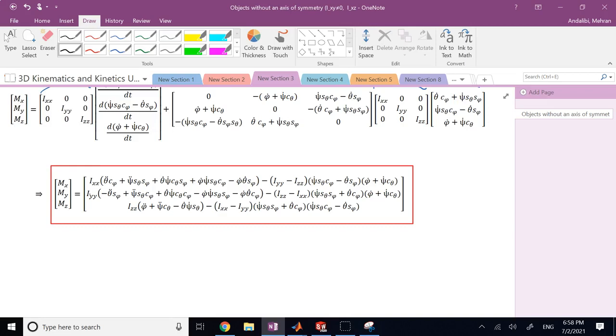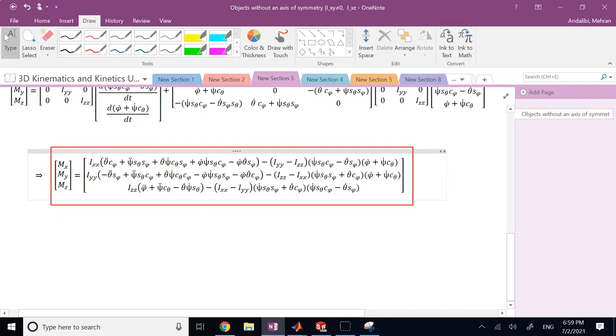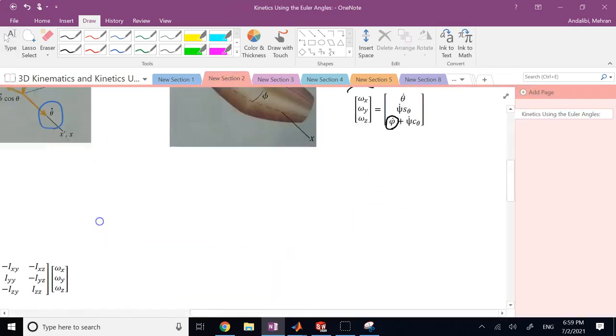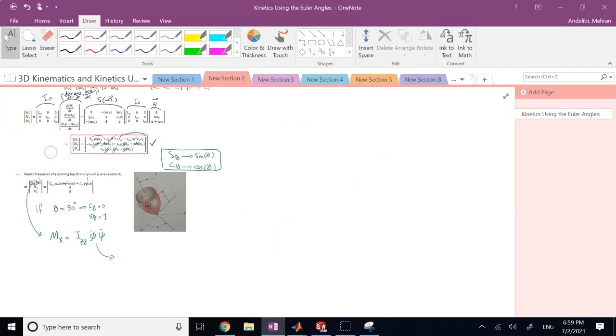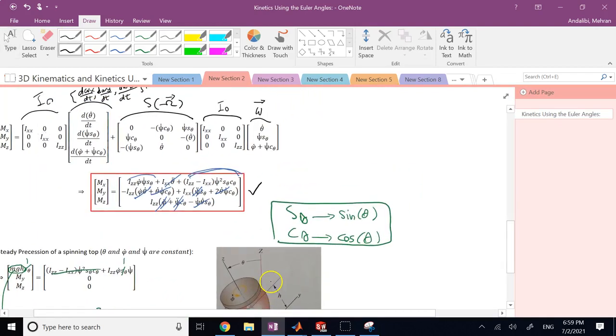And this is, in general, Euler equations with Euler angles for an object without axis of symmetry. Okay, so you can use these guys. And let me tell you one last thing. So if I have a specific situation like this top, right?